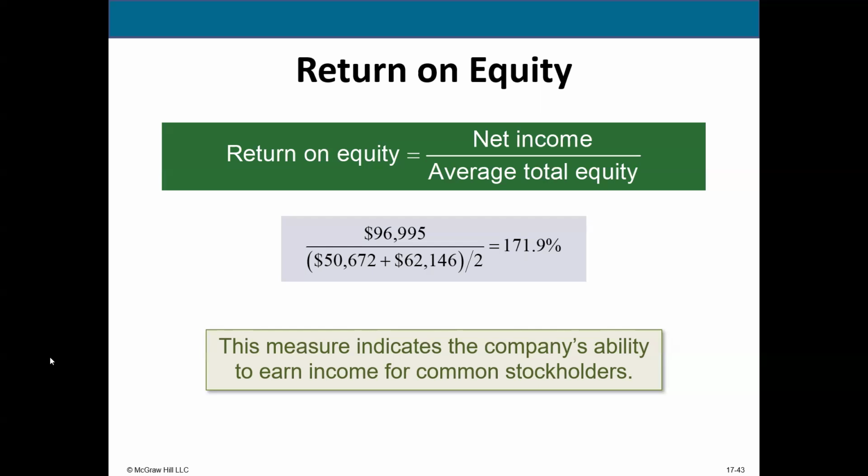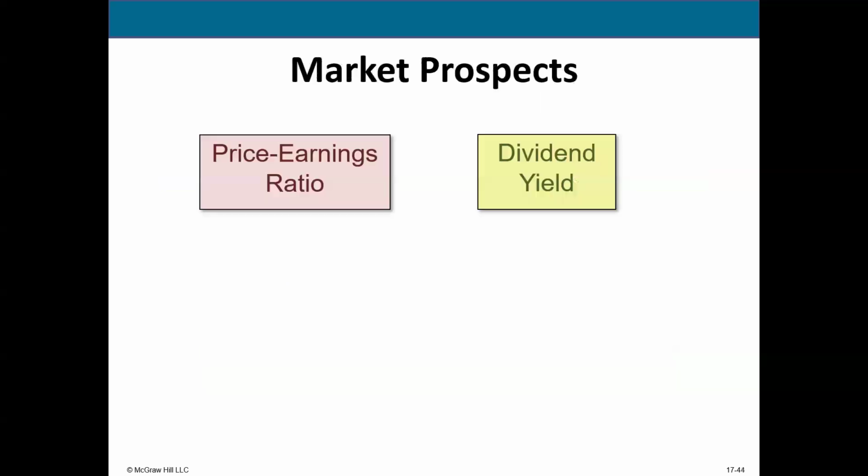Which leads us to our last set of ratios for the evening, and that is our market ratios. Now, for market ratios, we're really looking at the company's overall stock price and what the expected returns are based off of the public's perception. And we use two ratios for this. One's called the price to earnings ratio, and the other one is called dividend yield. Both of these measure the market prospects.